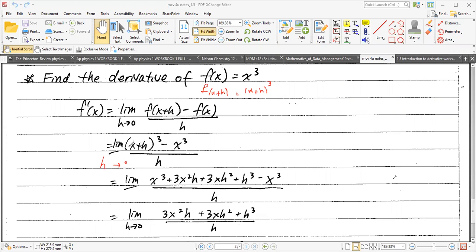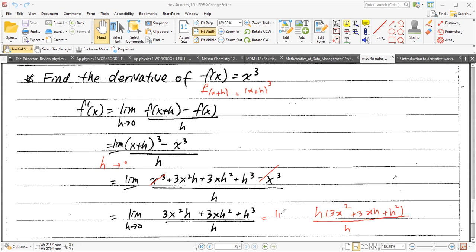So you expand it. The first one power 3, plus 3 times the first power 2 multiplied by the second one, plus 3 times the first one multiplied by the second one power 2, plus the last number power 3, h power 3. As you see, the x power 3 here cancels. You can factor out h. See, you have 3x power 2 plus 3xh plus h power 2, divided by h.